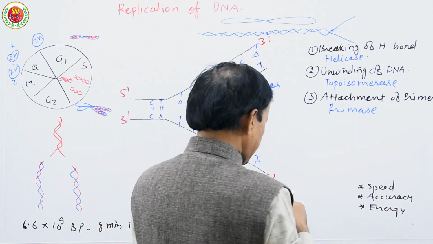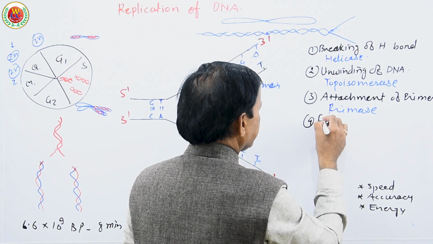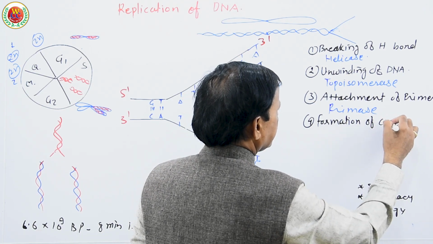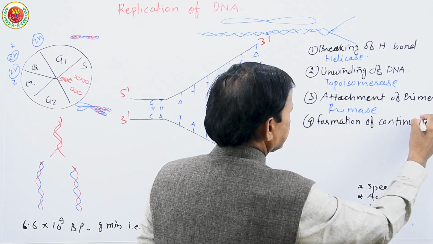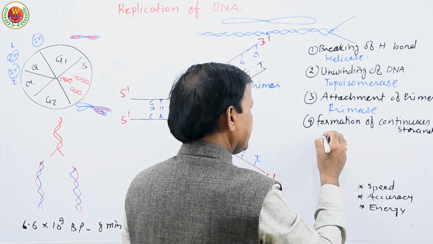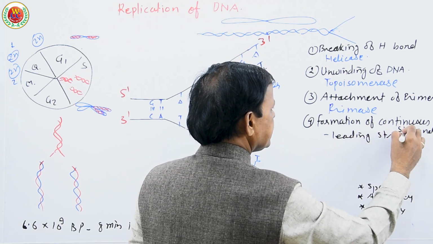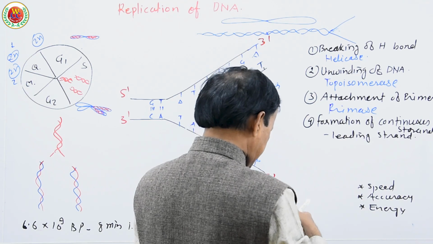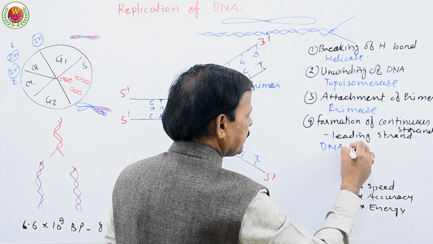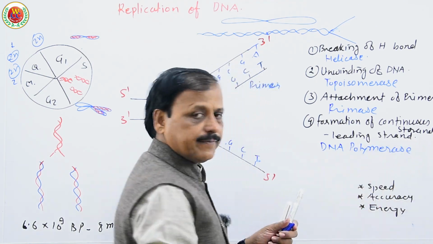The fourth stage is formation of the continuous strand, also known as the leading strand. What is that leading strand? It is catalyzed by the DNA dependent DNA polymerase enzyme.